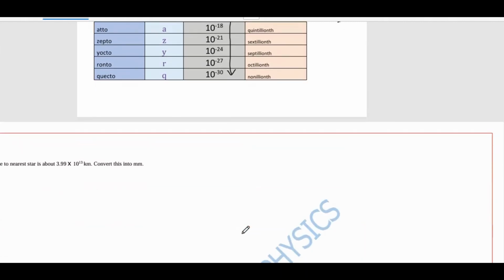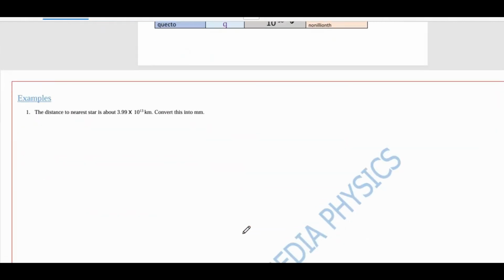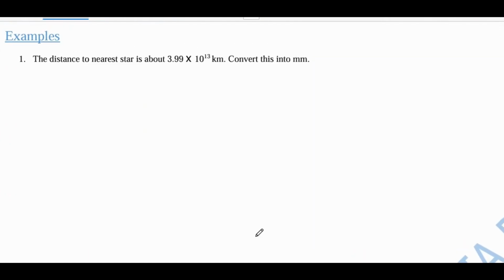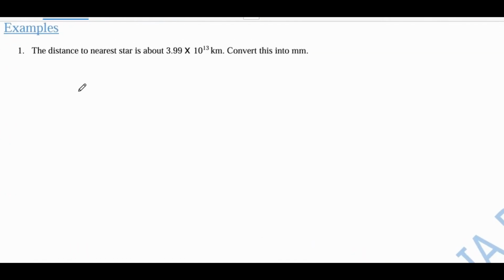Now, let's do a few examples here to enhance our comprehension of the same. For example, the distance to the nearest star is about 3.99 times 10 raised to power 13 kilometers. You're required to convert this one into millimeters. Now, let's have the solution here.